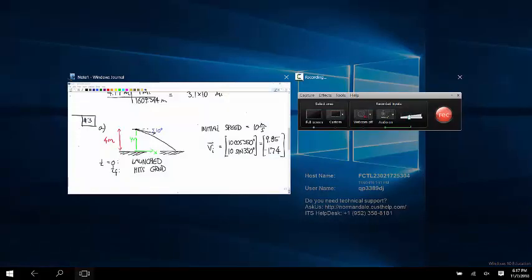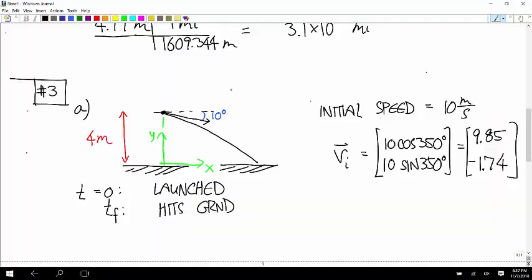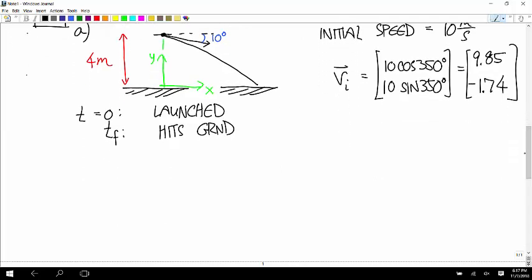If you calculated that wrong, your calculator was probably in radians. And so now we're looking for how long it takes to hit the ground. I'll write out what we know and what we want. So do we know time final? No, that's what we're looking for. The acceleration vector is 0, negative 9.81.